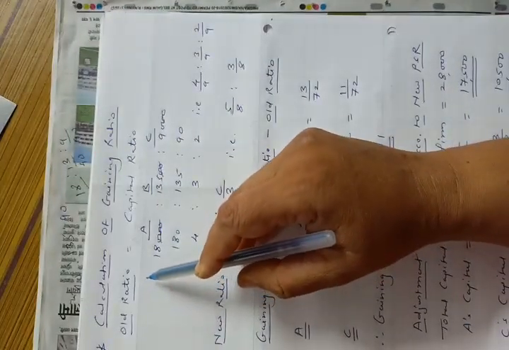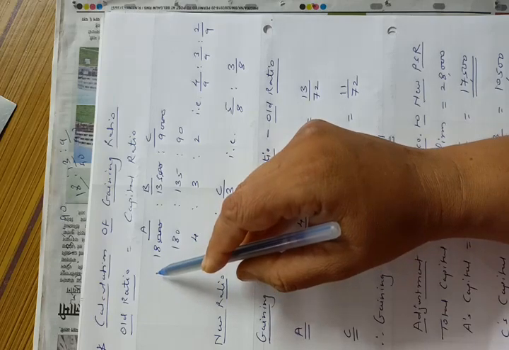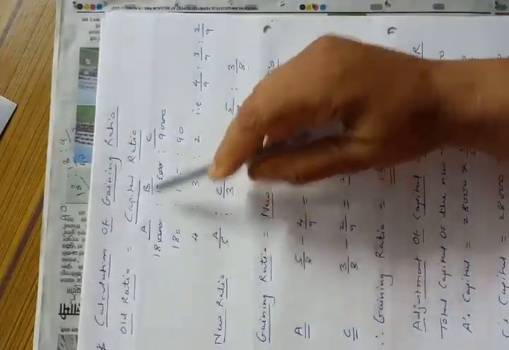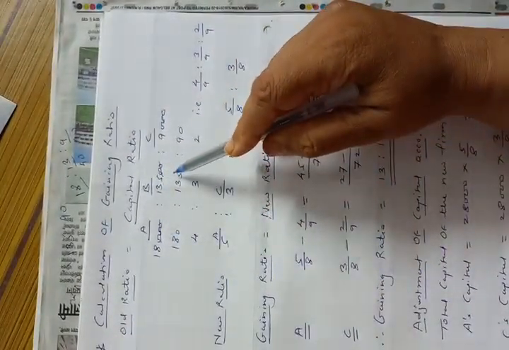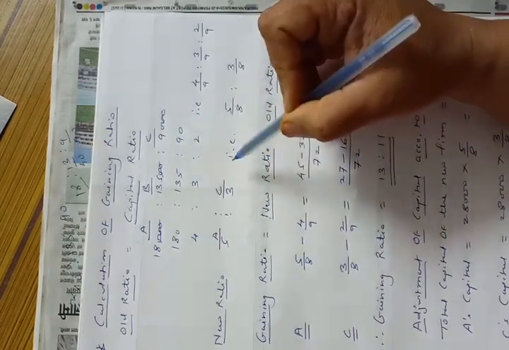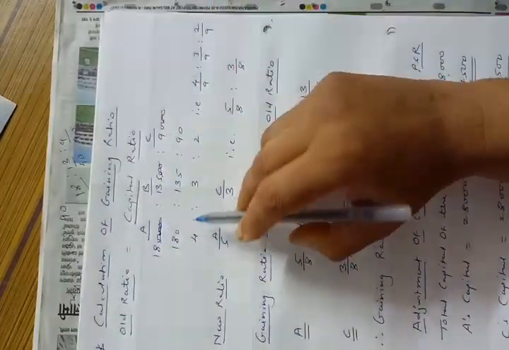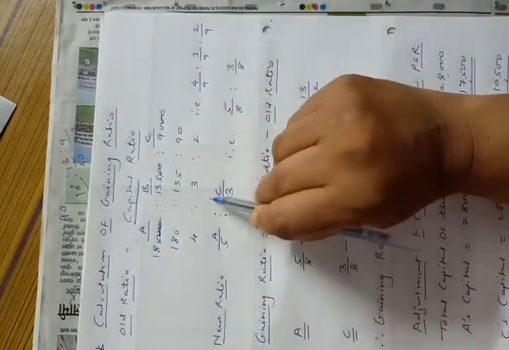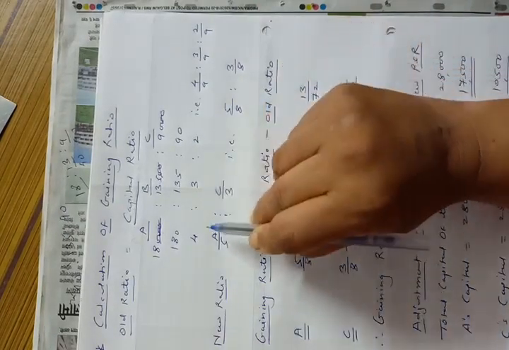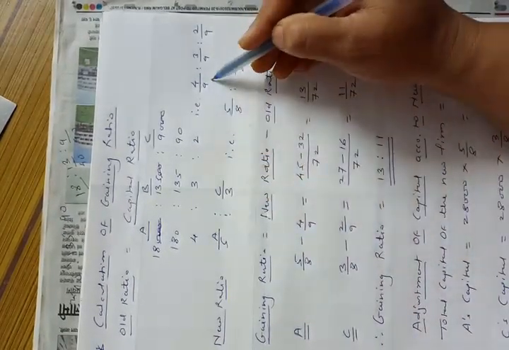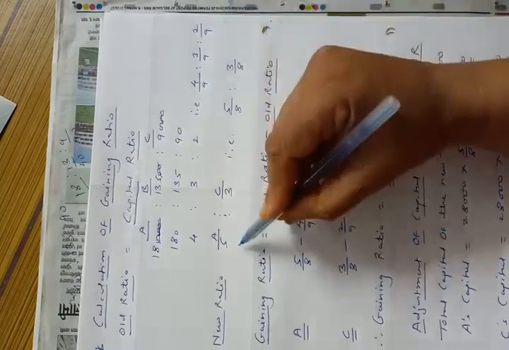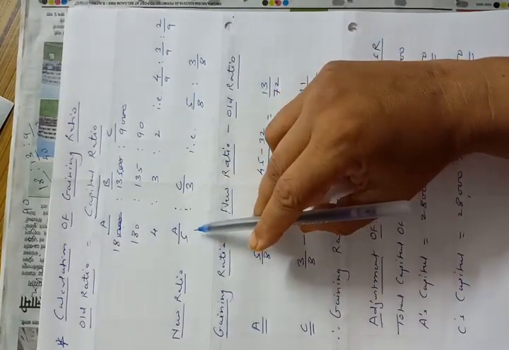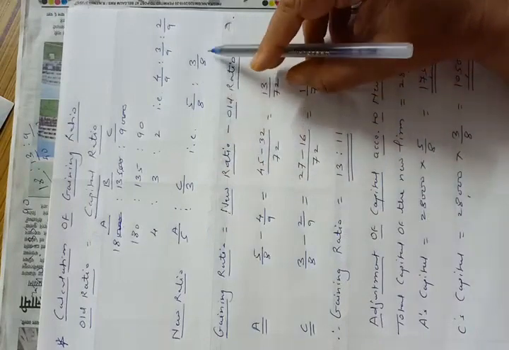They told us that A, B and C were sharing profits in proportion to their capitals, which means in their capital ratio. So the capitals of A, B and C are 18,000, 13,500 and 9,000. After cancelling two zeros, it will be 180 is to 135 is to 90, and finally it will be 4 is to 3 is to 2. So their old ratio is 4 is to 3 is to 2, that is 4 upon 9, 3 upon 9 and 2 upon 9. The new ratio is given in the problem between A and C, as B is the retiring partner. The ratio is 5 is to 3, that is 5 upon 8 and 3 upon 8.